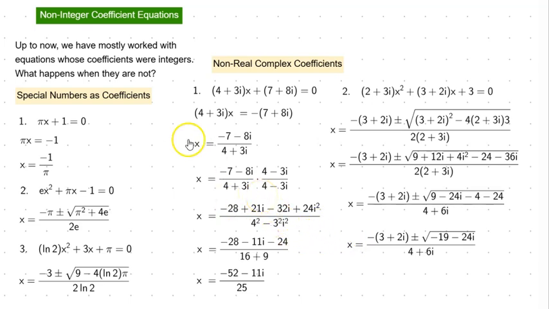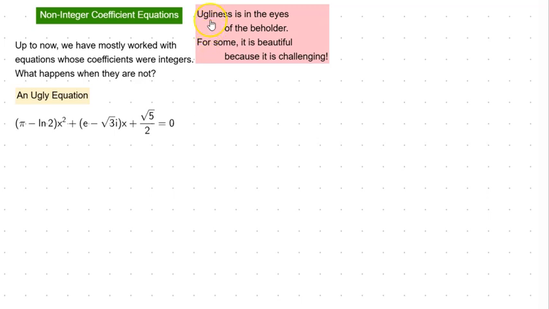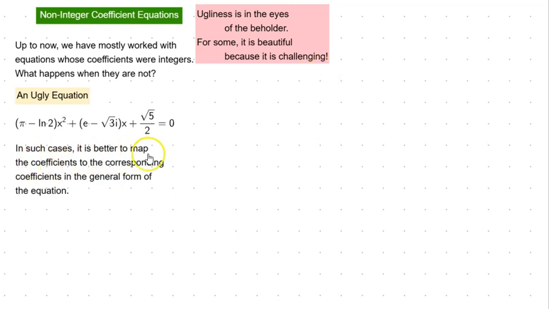Now let's look at a combination of all this. An ugly equation. We have pi minus natural log of 2 x square plus e minus square root of 3i x plus root 5 by 2 equal to 0. Remember, ugliness is in the eyes of the beholder. For some it is beautiful because it is challenging. So in such cases, it is better to map the coefficients to the corresponding coefficients in the general form of the equation.